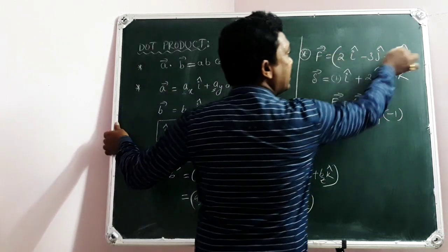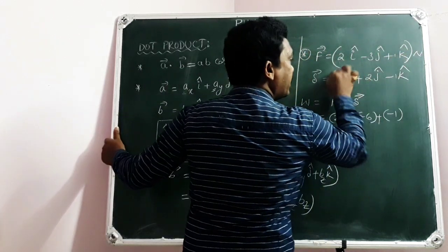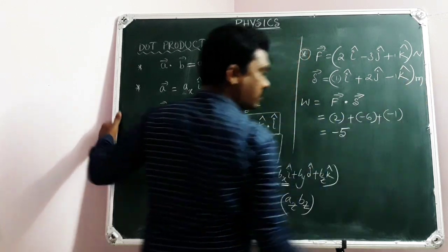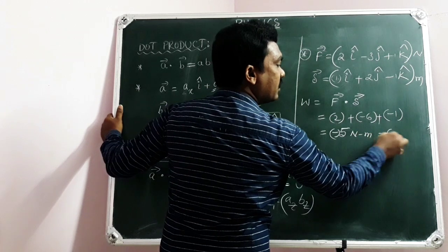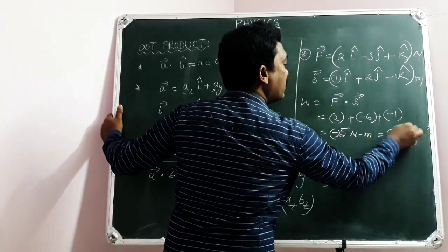So if force is in terms of Newton and the displacement is in terms of meters, then this work done will be in terms of Newton meter, which can be written as joule, which is the unit of work done.